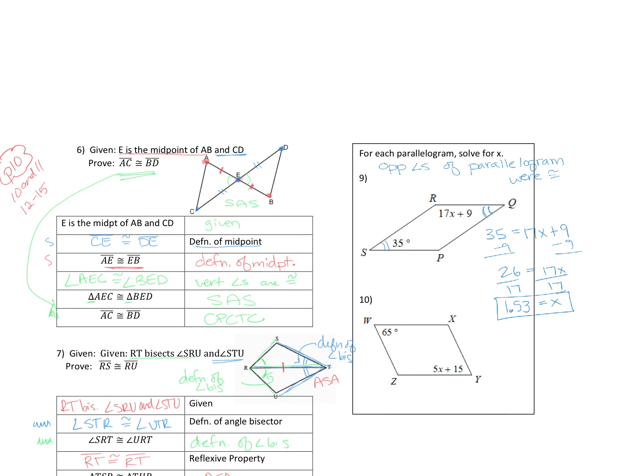I know most of our answers are nice, clean, pretty integer numbers, but we just happened to get a decimal for that one. So then number 10, again, one of the proofs that we did was that opposite angles were congruent. So I know that the 65 and the 5x plus 15 are opposite angles. They must be congruent. They must be equal. So let's set them equal to each other so we can solve for x. That's what our directions want us to do. 5x plus 15. And I'm going to subtract 15 from both sides. I get what? 50 equals 5x. Divide both sides by 5 and get what? 10 equals x. There's my nice pretty integer number.